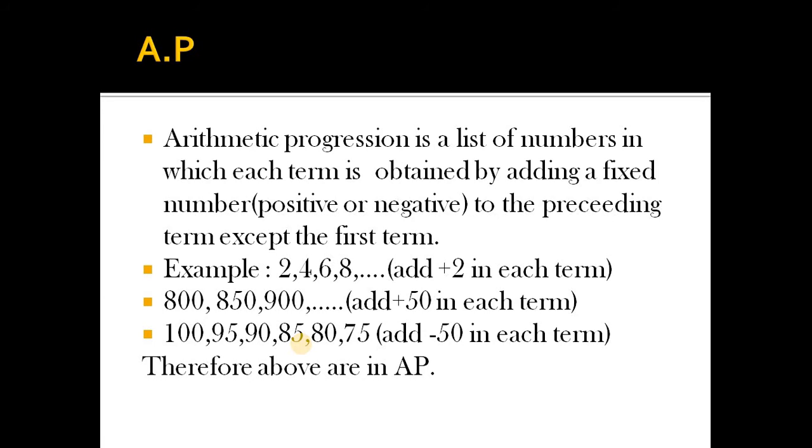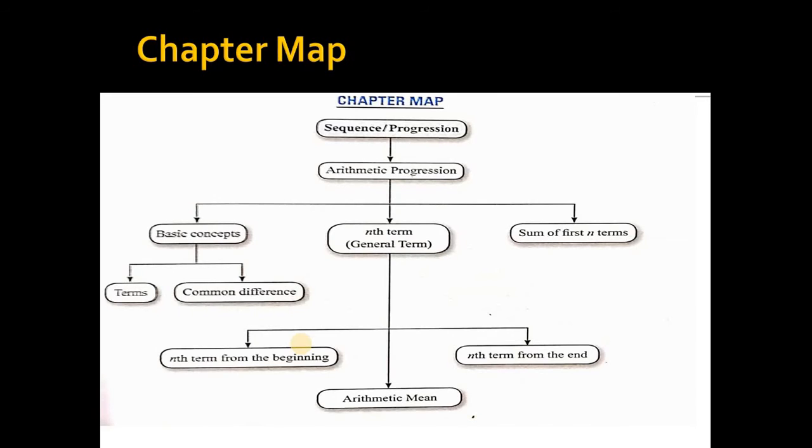Now before moving toward further chapters, we will first take a look at what topics we are going to study in class 10 arithmetic progression. So here we are with the chapter map. In the chapter map, as we can see, sequence and progression come first, which we have already discussed, and then we discussed arithmetic progression. Till now we have done that, but after this, the actual chapter comes. Because this was a new topic, I did not start with the chapter map; I started first with sequence and arithmetic progression.